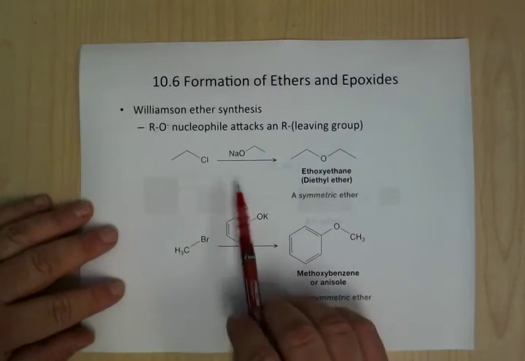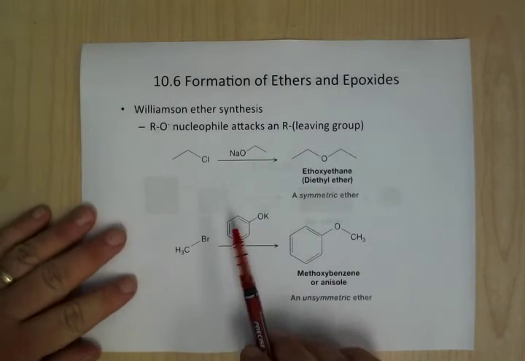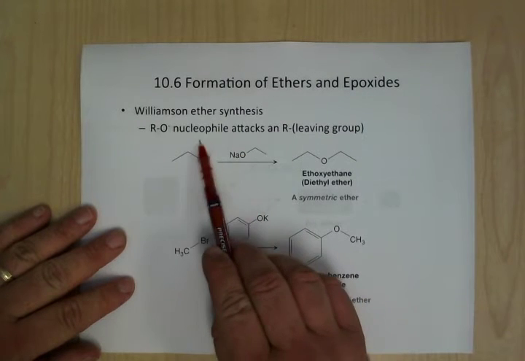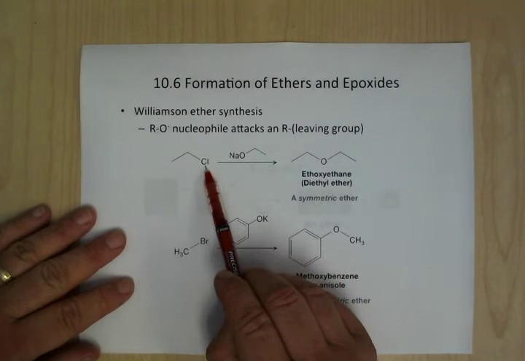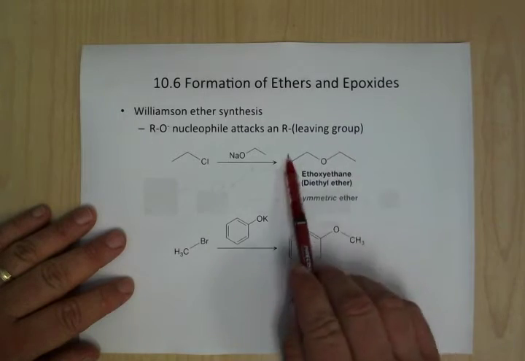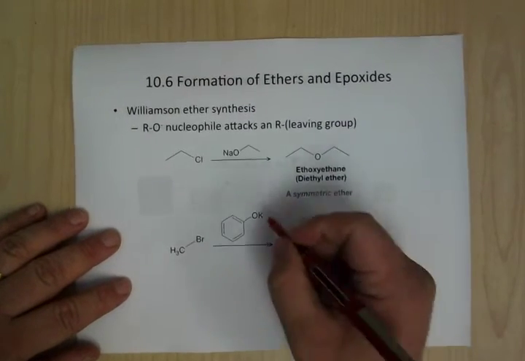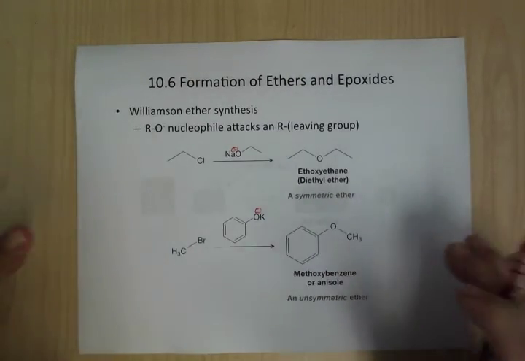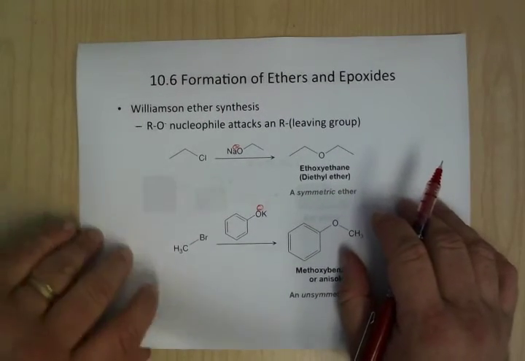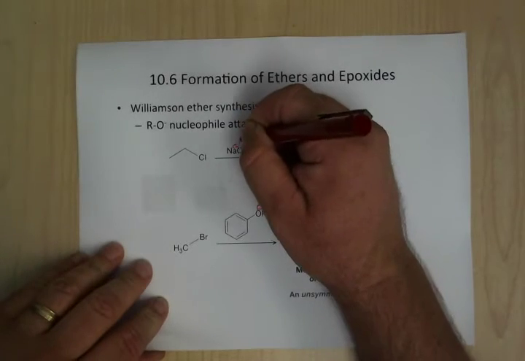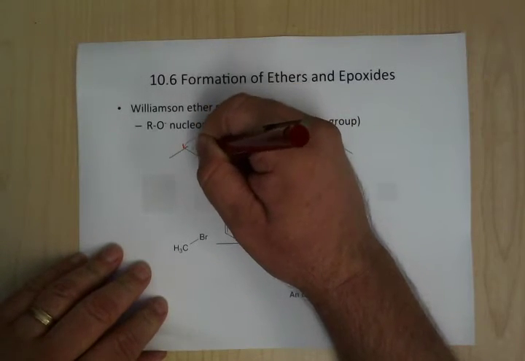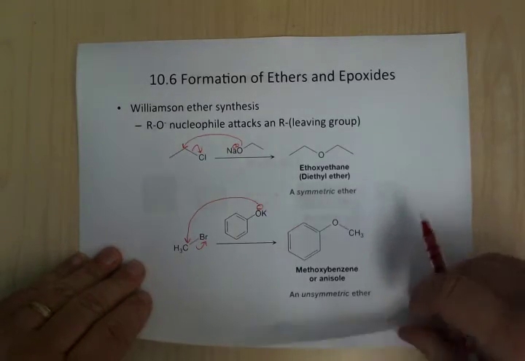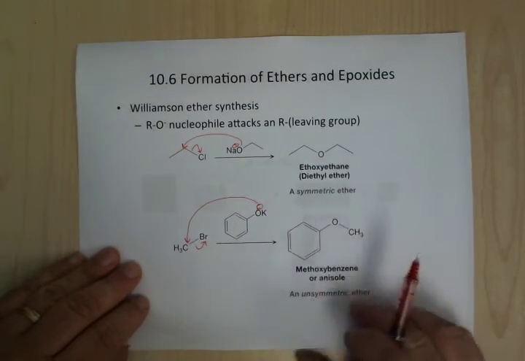Now another thing that you can do, right? So this is the classic Williamson ether synthesis. So you have an oxygen nucleophile coming in and attacking and displacing a leaving group, and so you make an ether here. Okay, so there's a negative charge here, there's a negative charge there. The sodium and the potassium are just there for charge balance. This is going to attack that carbon, kick this away. That's going to attack that carbon, kick that away. Stuff like that, and so you make yourself a nice ether bond.